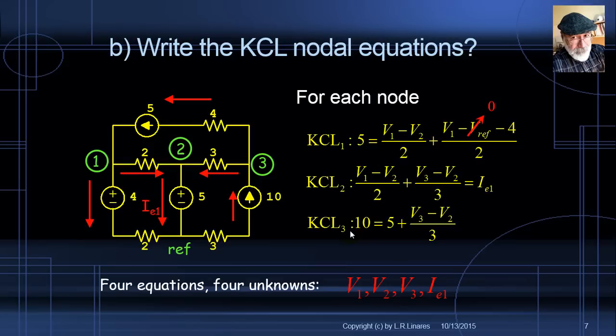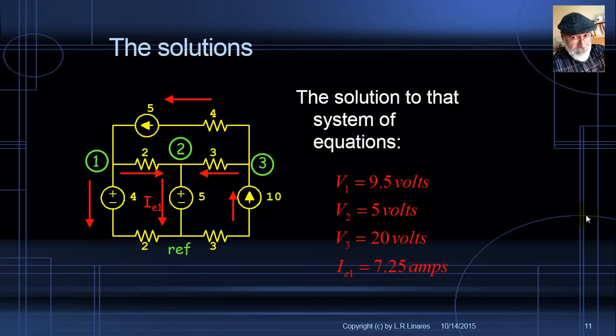Now with the 4 equations we have, the evil equation that we had before, V2 is 5, and these 3 KCL equations, we can solve for the 4 unknowns, V1, V2, V3, and the evil current. The values are 9.5 volts for V1, 5 volts for V2, V3 is 20 volts above the reference, and the current through the evil branch is 7.25 amps flowing from top to bottom.